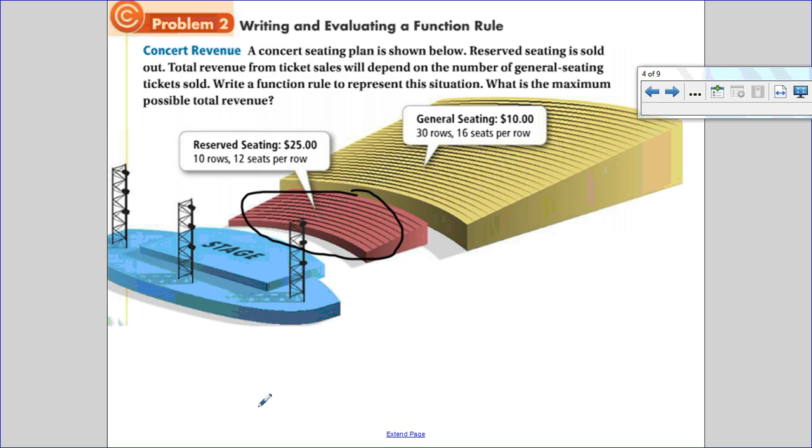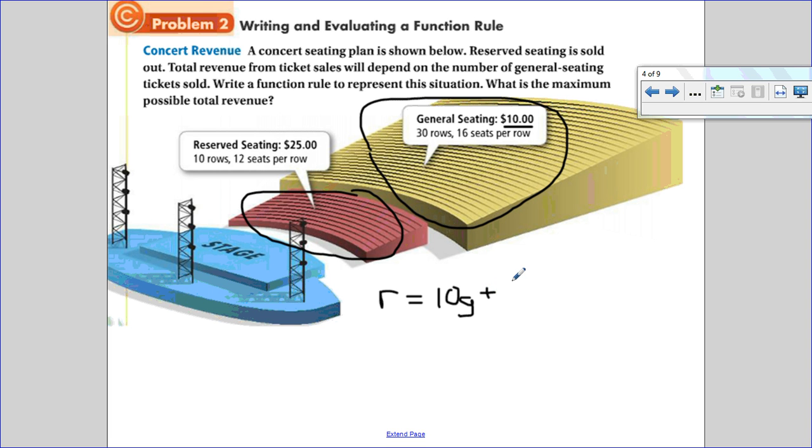So we are looking for the total revenue, so I'm going to call the total revenue R. So R is going to equal however many tickets we sell here. How much is each seat? $10, right? So what do we want to call each general admission? I'm going to call each general admission seat a G. So $10 per G, however many general admission seats were sold, plus all of the money they made down here.